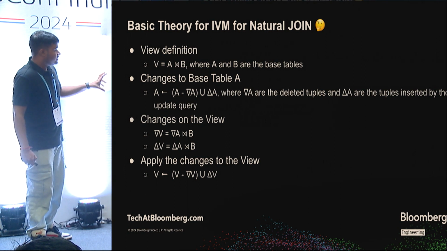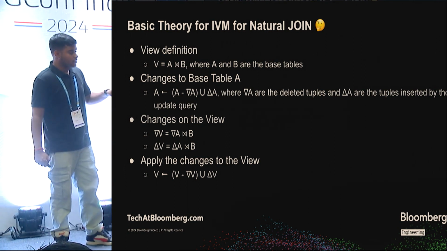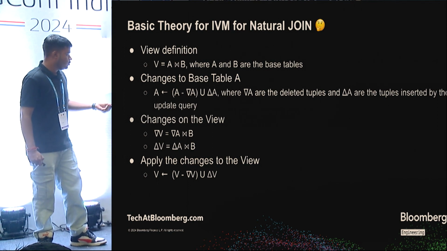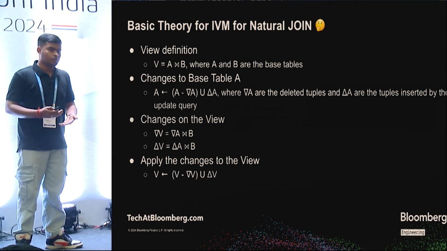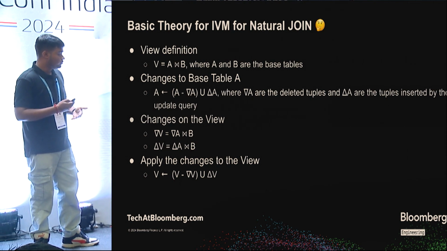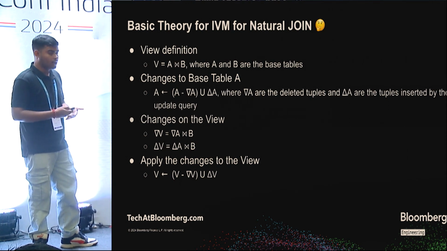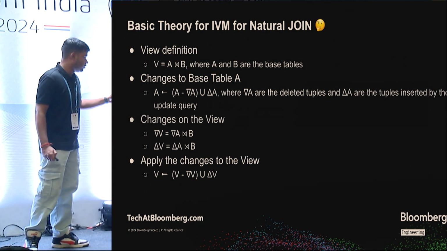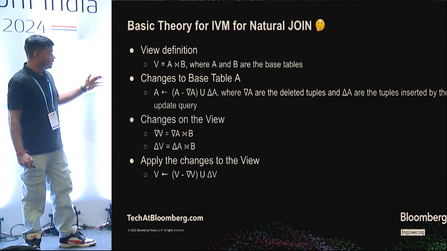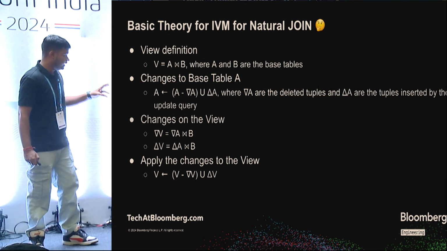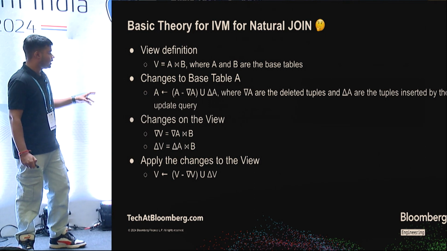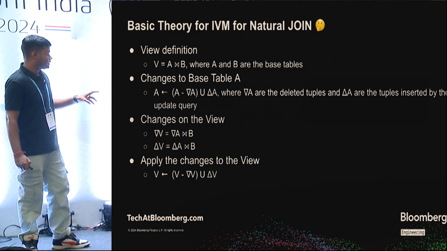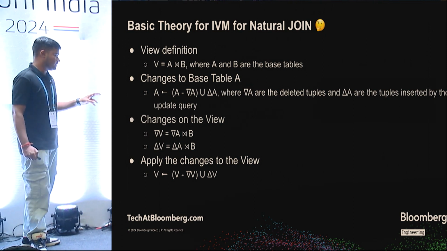Now in order to get the tuples that need to be deleted in our view and the tuples that need to be inserted in our view, we can apply the view definition with the base table replaced with our delta and gradient rows. Here we can get our gradient rows in V by just taking the natural join of gradient A with base table B, and we can get our delta rows in V by taking the natural join of delta A with the base table B.